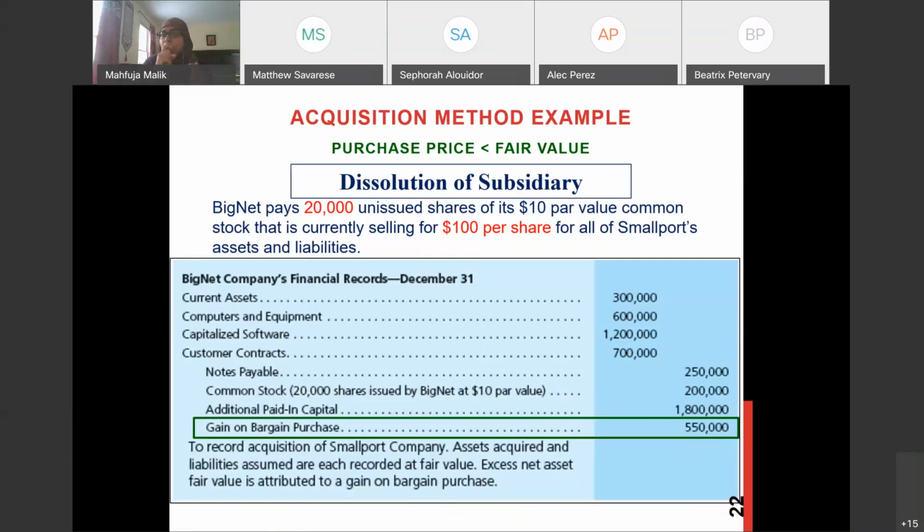Dissolution is simple. One big journal entry, one short gain. So you might have some questions. Goodwill is very common, or there might be a scenario like this where you have to record a gain on bargain purchase.